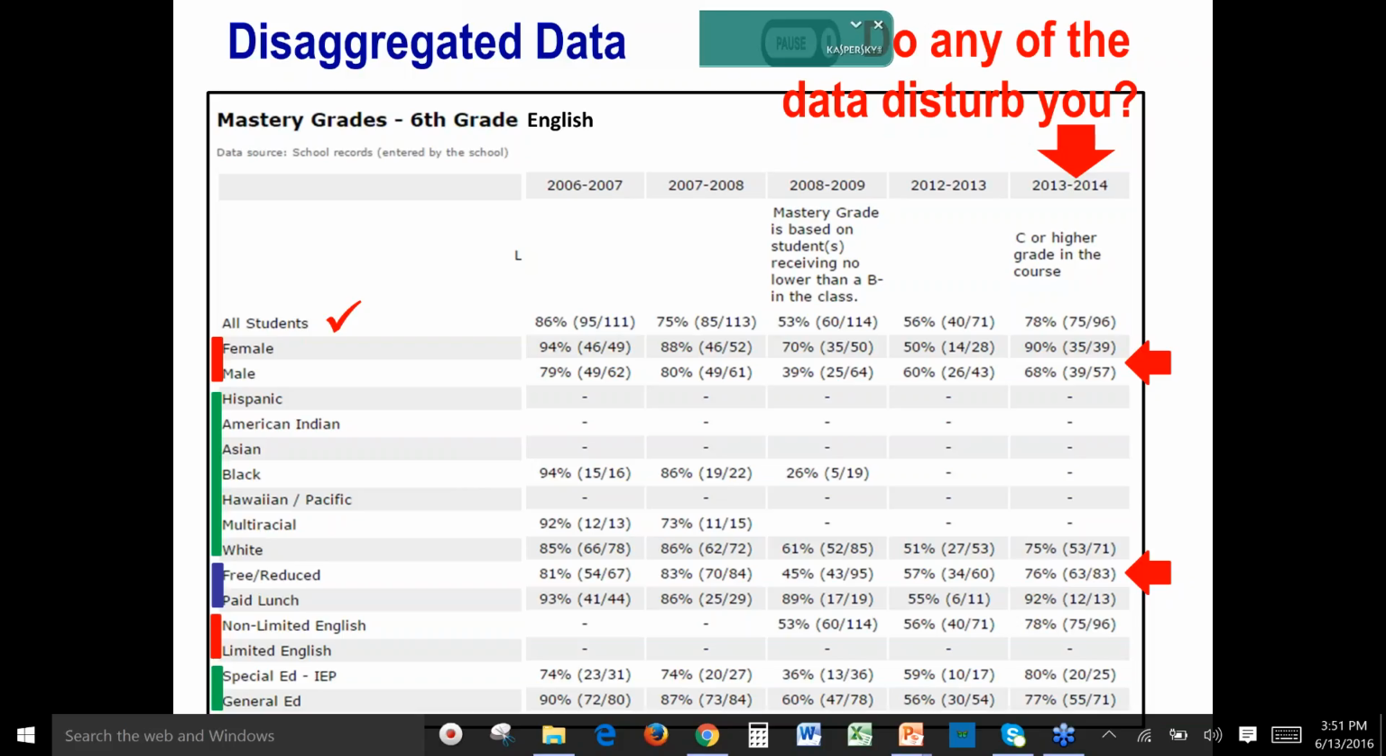Those are just a couple of examples, and you can see that data just begs you, if you care about all kids, to do something about it. I've looked at the slide a million times, and I'm going, oh my gosh, 68% versus 90, they've got to get in there. So that's the disaggregated data.